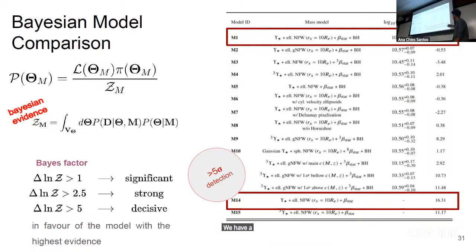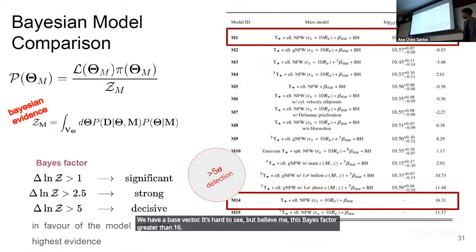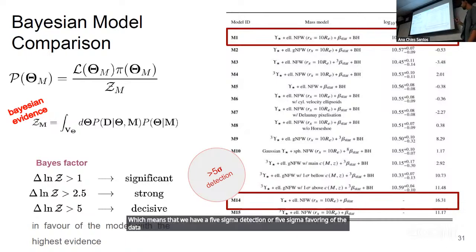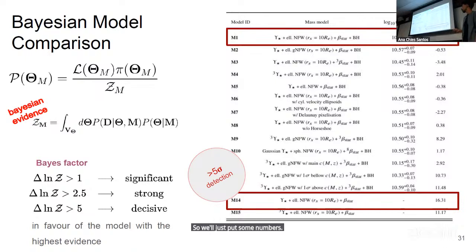It's hard to see, but believe me, this is a Bayes factor greater than 16, which means that we have a 5 sigma detection, or 5 sigma favoring of the data, for the model with the black hole over the model without the black hole. So this puts some numbers on it, to say that our data really supports a massive black hole.